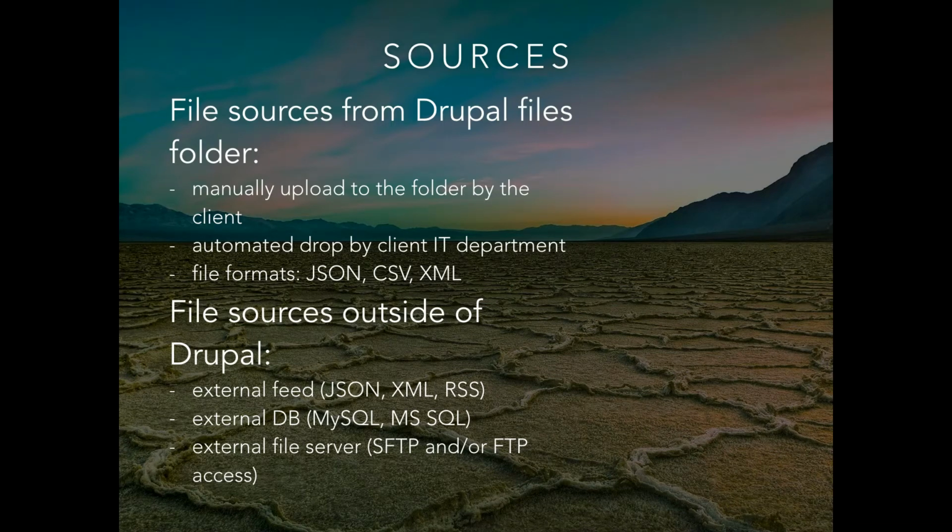Then the second one is an automated drop by your client's IT. That's the second simplest scenario for the developer. That means that the IT person will have their system export files in some sort of format like JSON, CSV, XML that's discussed with you, and it will automatically drop it at a certain period of time. Then cron or Jenkins will pick it up and import into Drupal.